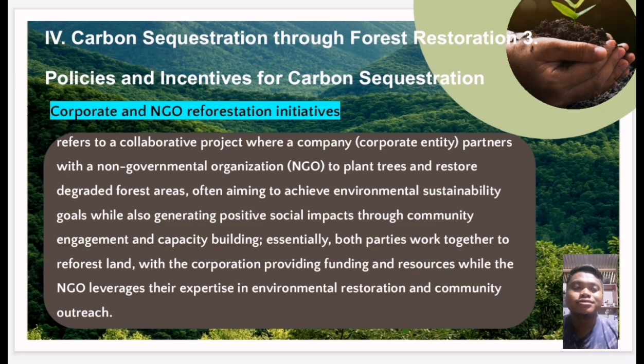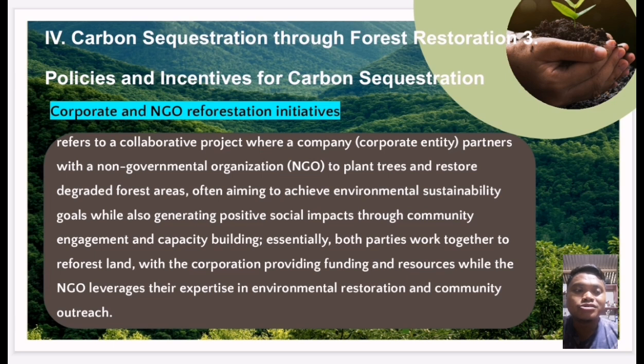And lastly is the policies and incentives for carbon sequestration, or corporate and NGO restoration initiatives. It refers to collaborative projects where a company or corporate entity partners with a non-governmental organization, or NGO, to plant trees and restore degraded forest areas, often aiming to achieve environmental sustainability.